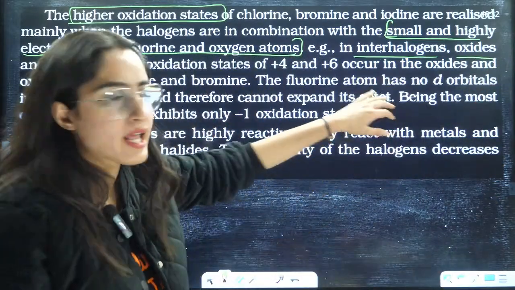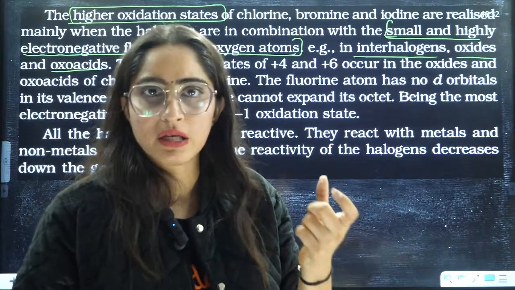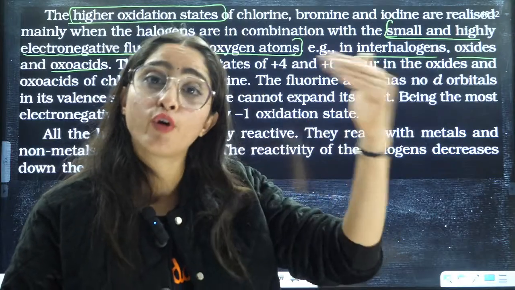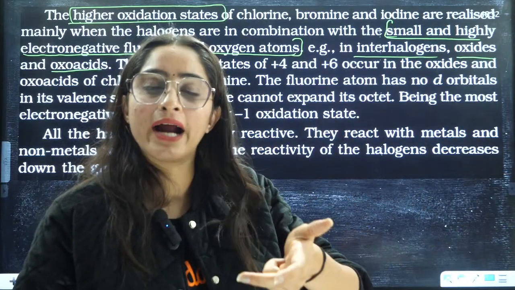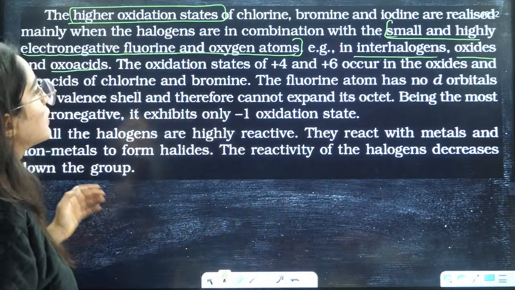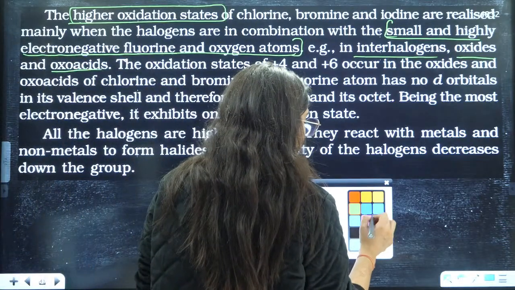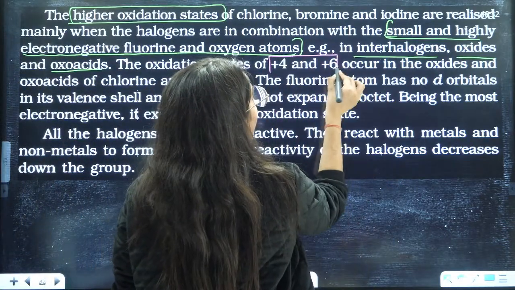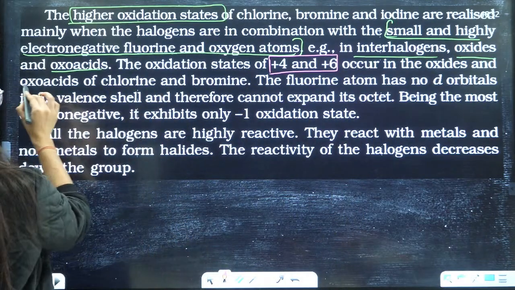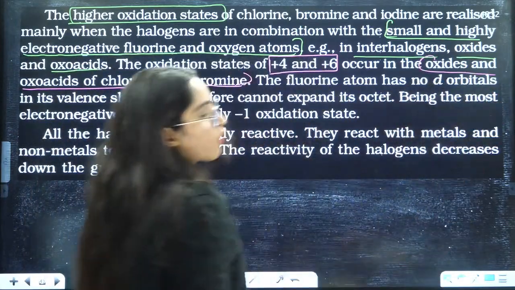In oxides and in oxoacids, halogens are combining with the oxygen, right? In interhalogens, if a halogen like chlorine, bromine or iodine is combining with fluorine, then it will exist in the higher oxidation state, right? The oxidation states plus 4 and plus 6 occur in oxides and oxoacids of chlorine and bromine. They will exist only in oxides and oxoacids, not in interhalogens.